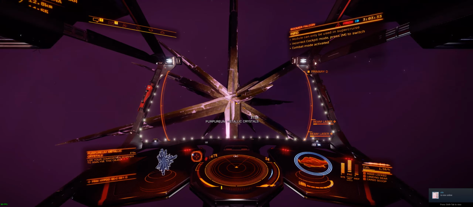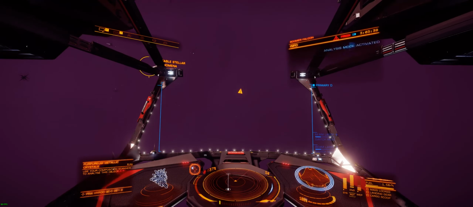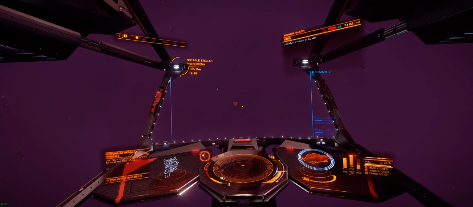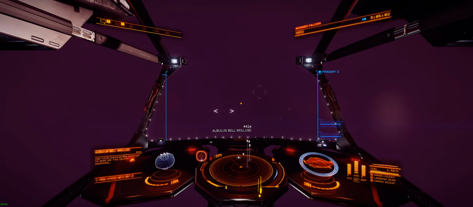Performing a composition scan provided some new information on this variant of crystalline structure. Once again, it was not possible to perform a wake or Xeno scan of the structure, and damaging the structure using a beam laser had no effect or response.